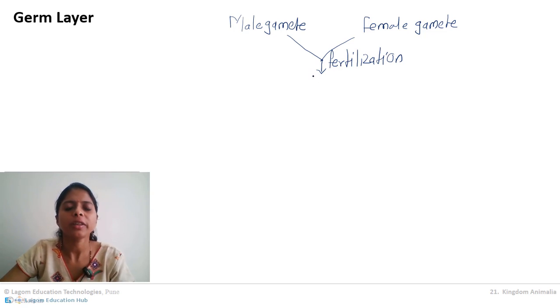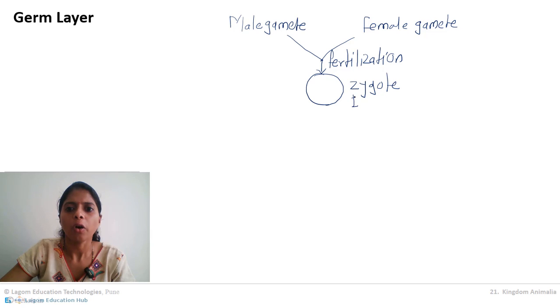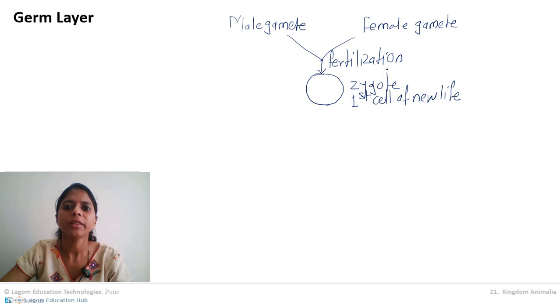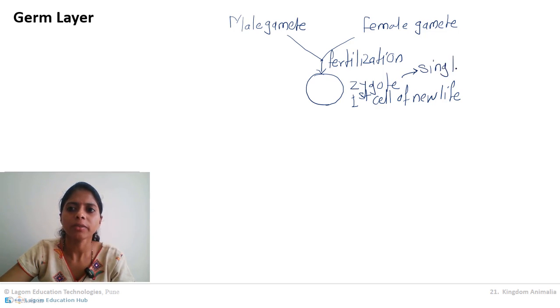As a result of fertilization, what forms? Yes, a single cell called as zygote is formed. Now, this zygote is the first cell of animal life. First cell of new life. So to understand germ layer, the first thing you need to understand is zygote. One more thing you need to remember about zygote is that zygote is a single cell. When zygote is formed, zygote is a single cell.